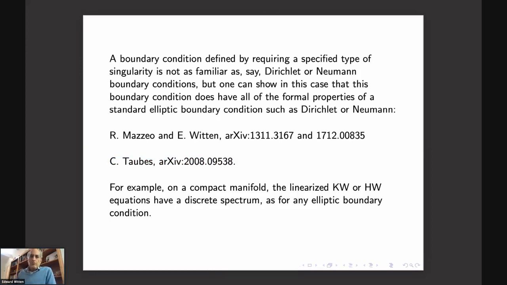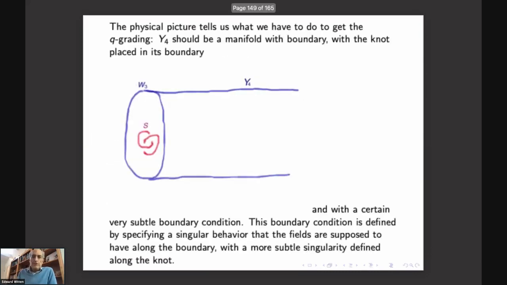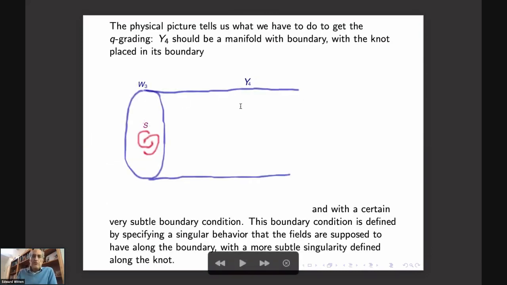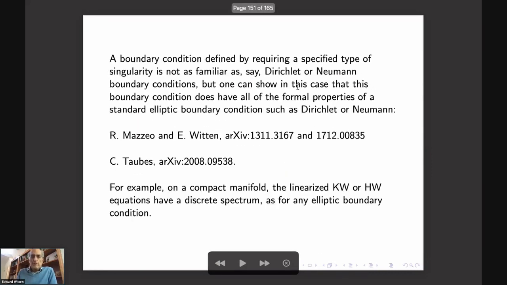So when I say all the usual properties, for example, if we're on a compact manifold, but it has a boundary with this kind of boundary condition. So I haven't here drawn Y4 as compact, but suppose it is compactified out here. On a compact manifold, for example, the linearized KW or HW equations will have a discrete spectrum, as they would for a more familiar elliptic boundary condition. And other things you might be accustomed to for elliptic boundary value problems will also be satisfied.